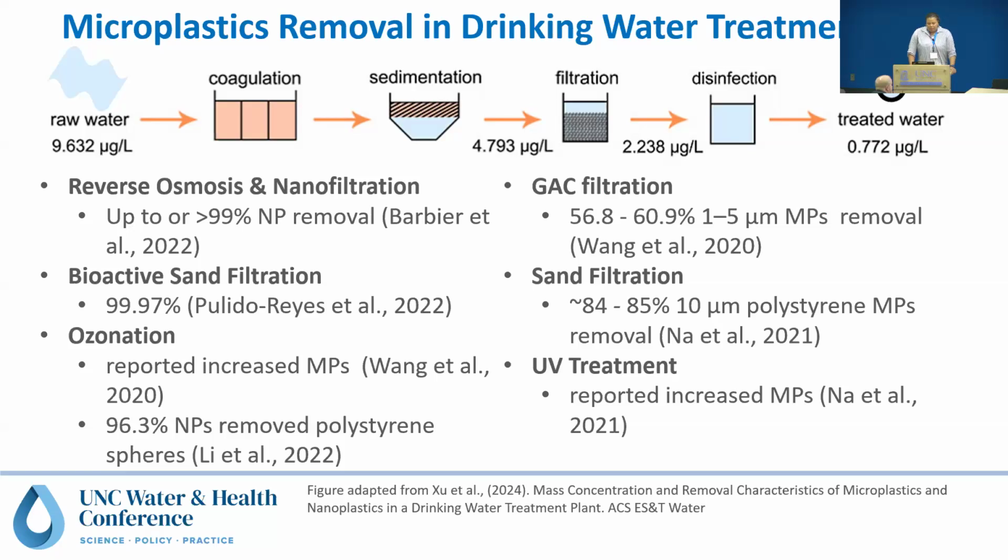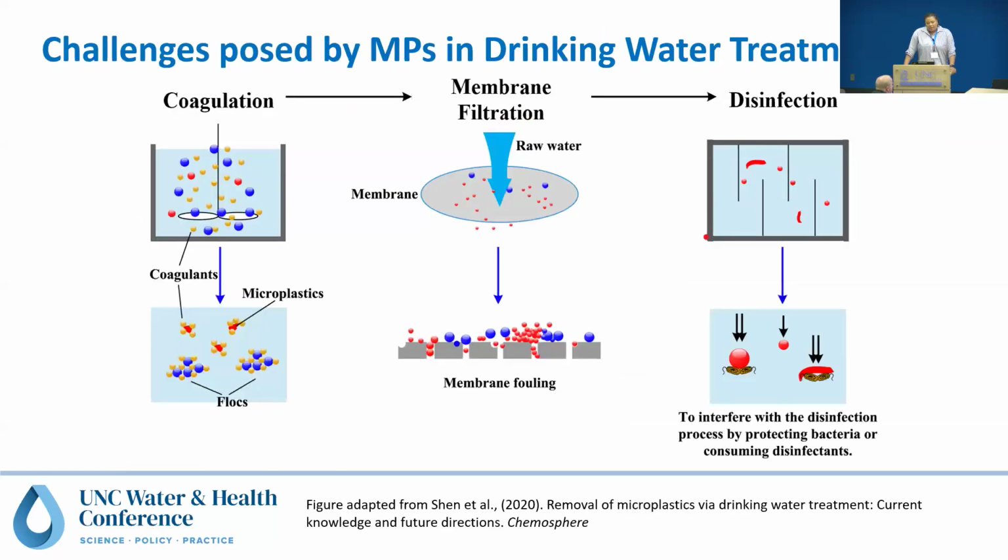And some of these treatments could also be hindering versus helpful. Sometimes UV treatment can increase microplastics, which I showed before. Abiotic factors can increase microplastic release, along with ozonation as well. It can also be a challenge for drinking water plants. It can hinder coagulation, and it could increase membrane fouling quicker. And even with disinfection, it could protect the bacteria from being disinfected, or it could absorb the disinfectant and hinder these processes.